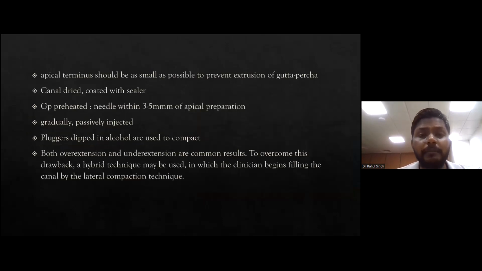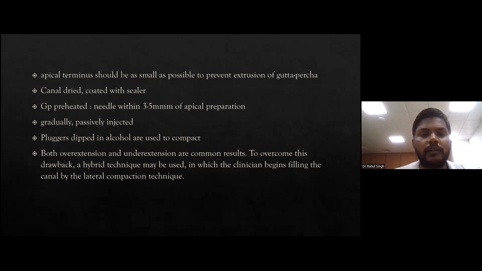So what are the basic requirements while you do this type of technique is that the apical terminus should be as small as possible to prevent the extrusion of the GP. The canal should be really dry, and then we have to coat it with a sealer. Then we have to preheat the GP in that gun, and the needle of that gun should be held 3 to 5 mm within the apical preparation, and gradually and passively injected into the canal.